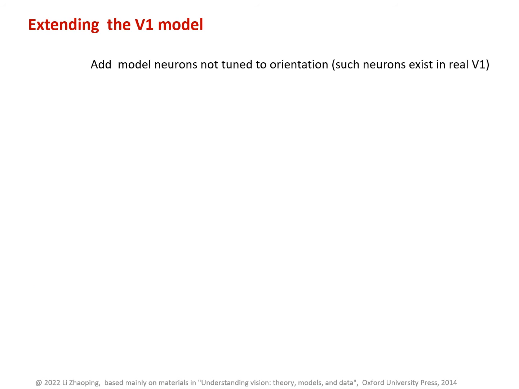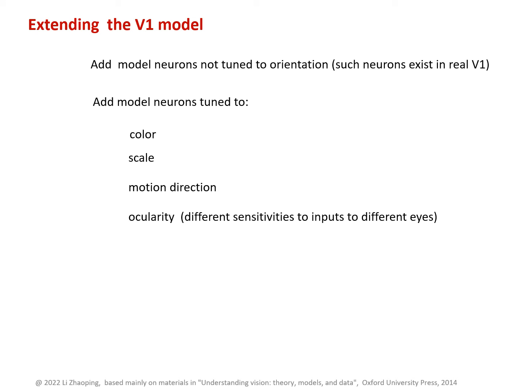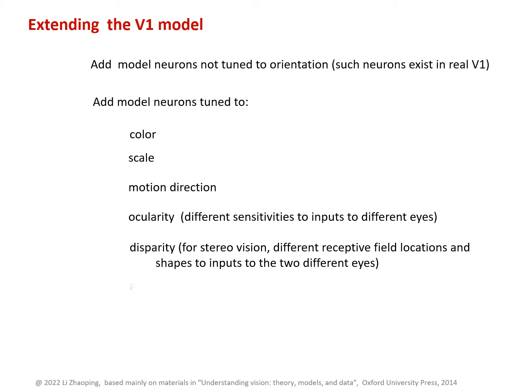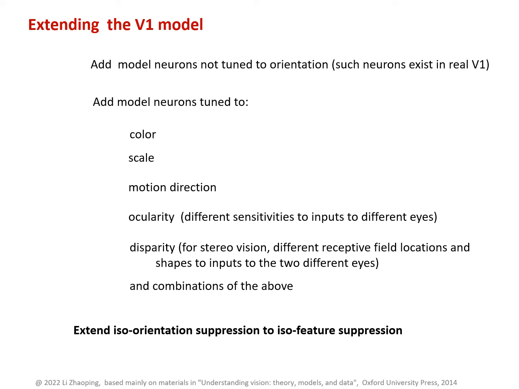We can extend the current model by adding neurons not tuned to orientation. Their receptive fields have isotropic shapes, such as a large center-surround shape. We can also include model neurons that are tuned to features other than orientation, like in the real V1, such as color, scale, motion direction, ocularity, disparity, and combinations of the features above. With these additional feature dimensions, the model should extend iso-orientation suppression to iso-feature suppression.